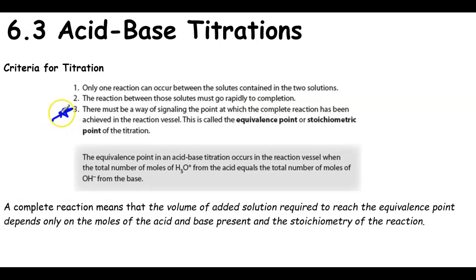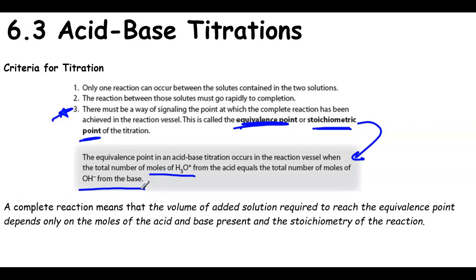And of course, you have to have some way of signaling the point at which the reaction is complete. So this is called the equivalence point or the stoichiometric point of the titration. This is where essentially you have the number of moles, which is written right here, of your hydronium being equal to the number of moles of your hydroxide. Okay, so meaning that they are equivalent.